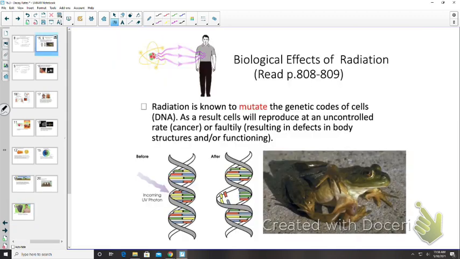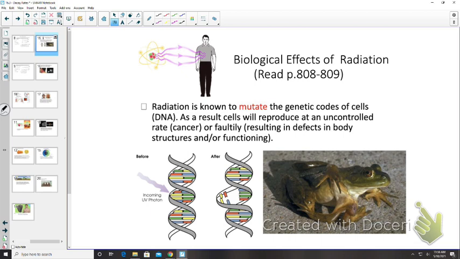All right, so moving on. So what are some biological effects of radiation? Well, radiation is known to mutate the genetic codes of cells, so DNA, right? Radiation will mutate DNA. As a result, cells will reproduce at an uncontrolled rate. So that is like cancer, or faulty development. This is where you have defects in body structures and or functioning.